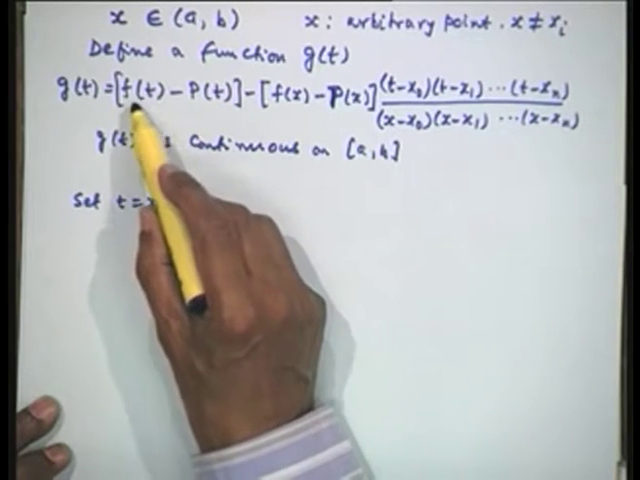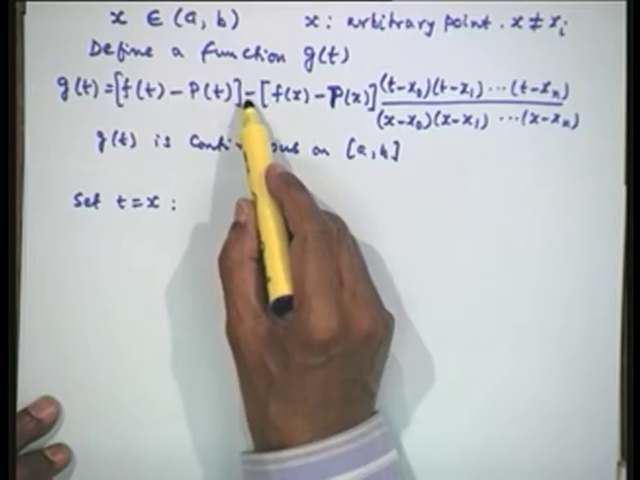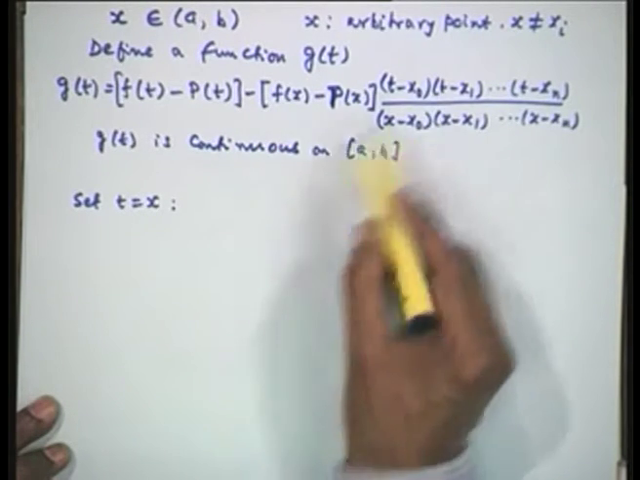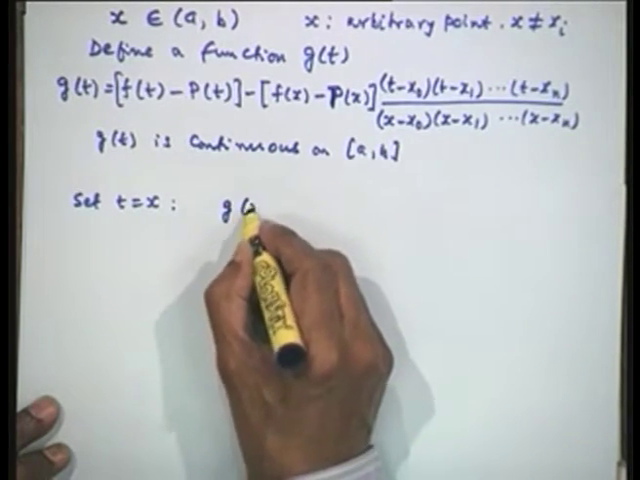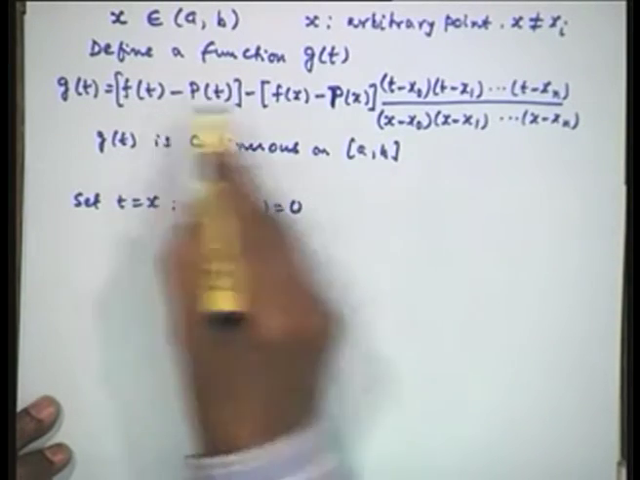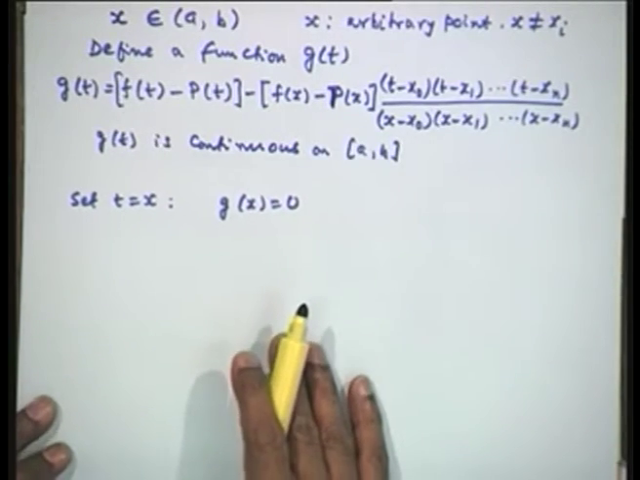When t is equal to x, this is f(x) minus p(x) minus f(x) minus p(x), into 1. Therefore, this will simply be g(x) equal to 0, because this is the same as this, and we have this equal to 0.